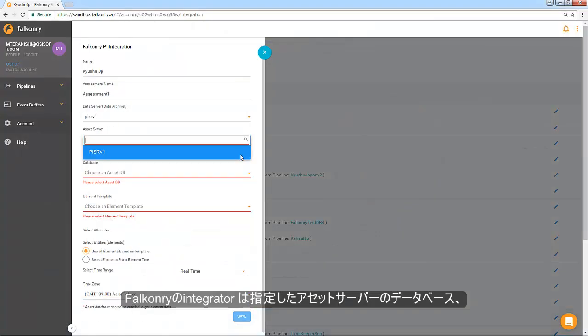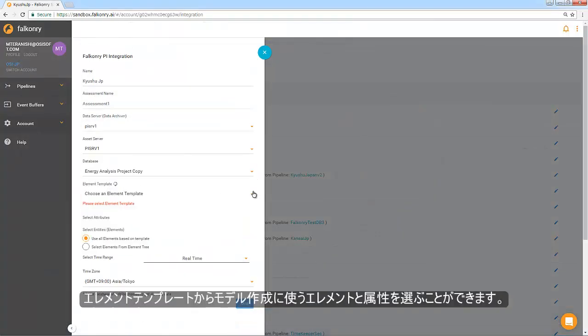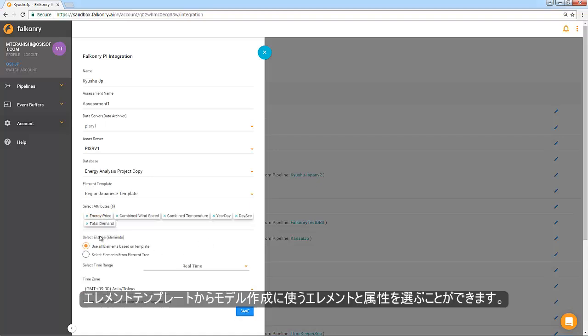The Falkonry Pi integrator allows you to choose a database from a specified asset server and from an element template, select elements and attributes you want to train your model with.